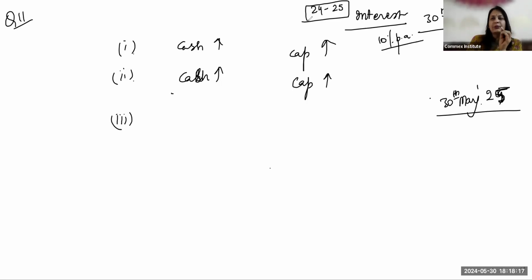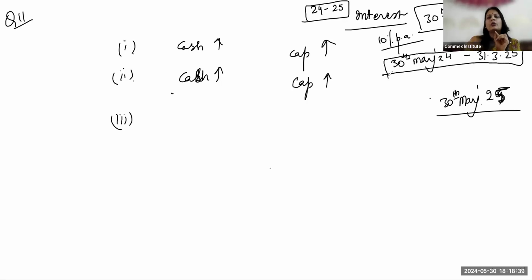So how many months are gone? Suppose 30th May, my year is going to end on 31st March. So please count from 30th May 24, and this year of mine is going to complete on 31st March 25. So how many months are gone? May is done, May is gone. So June, July, August, September, October, November, December, January, February, March. 10 months have already passed. Okay. So 10 months have already passed.